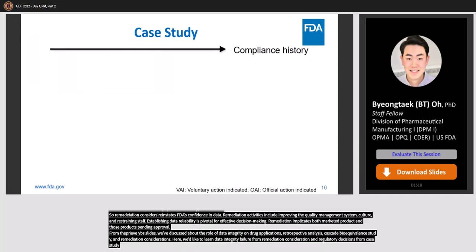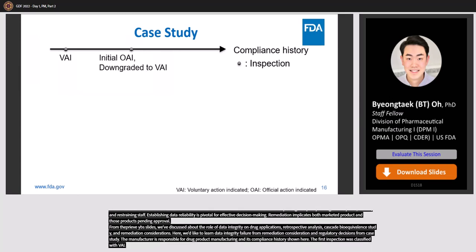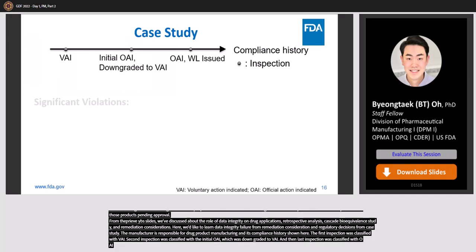The manufacturer is responsible for drug product manufacturing, and its compliance history is shown here. The first inspection was classified as VAI. The second inspection was initially classified as OAI, which was downgraded to VAI. And then the last inspection was classified as OAI, and a warning letter was issued.